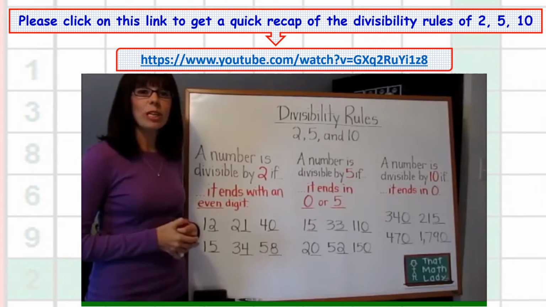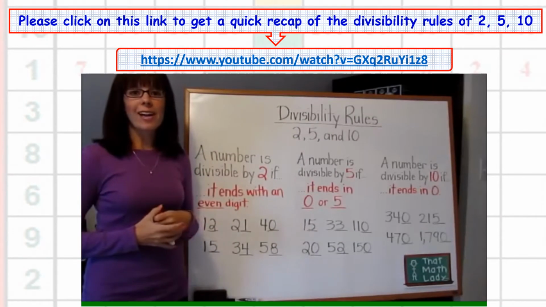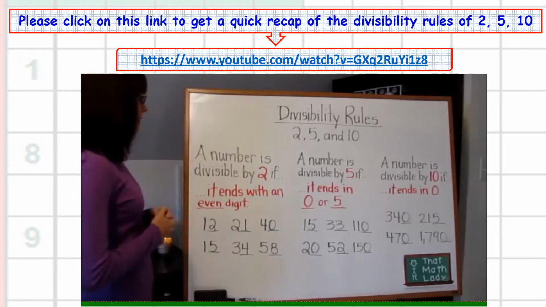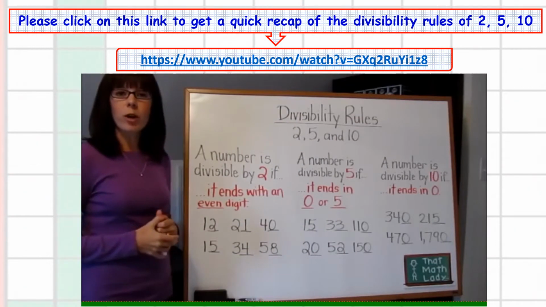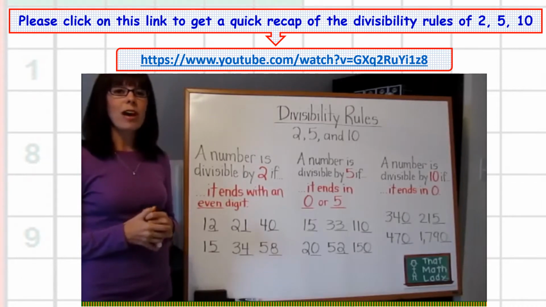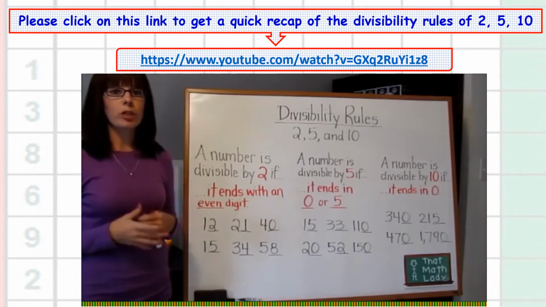In this lesson, we're going to go over the divisibility rules for the numbers 2, 5, and 10. To know if a number is divisible by 2, all you have to know is that it ends with an even digit. And our even digits are 0, 2, 4, 6, and 8. So if it ends with any of those numbers, you automatically know that the number is divisible by 2.